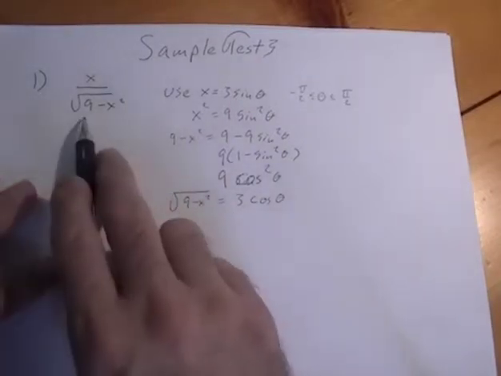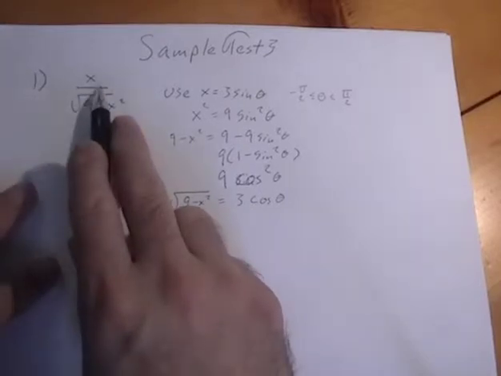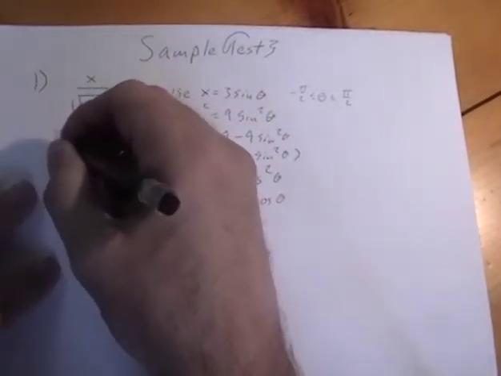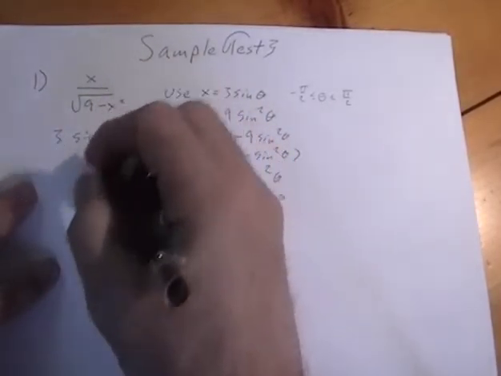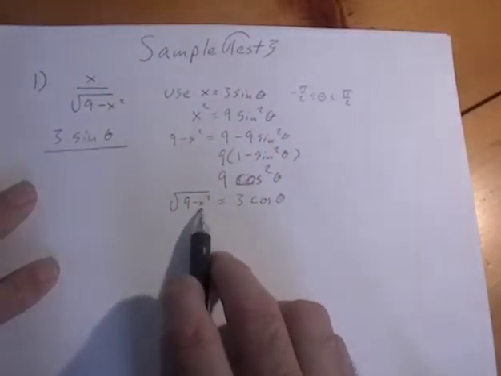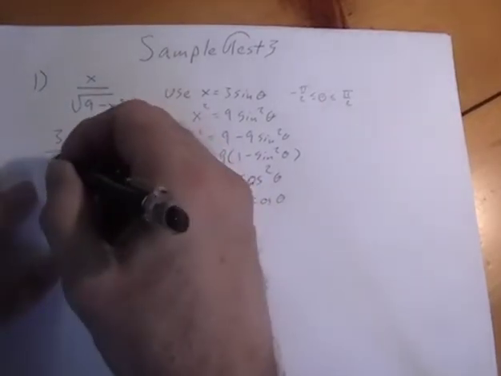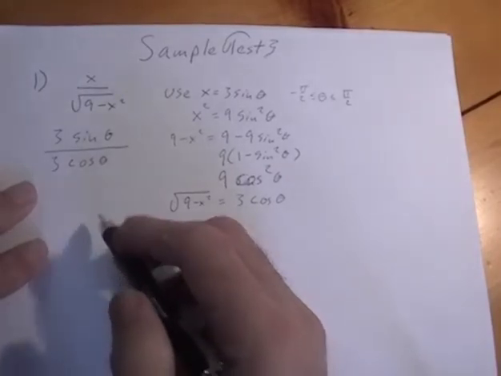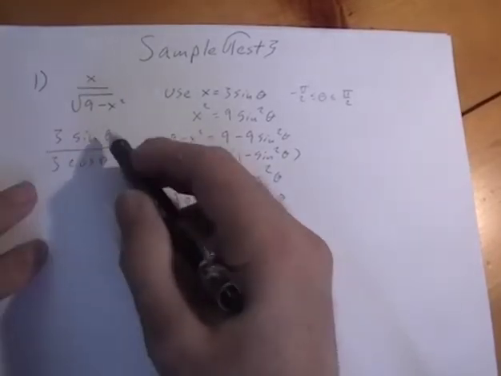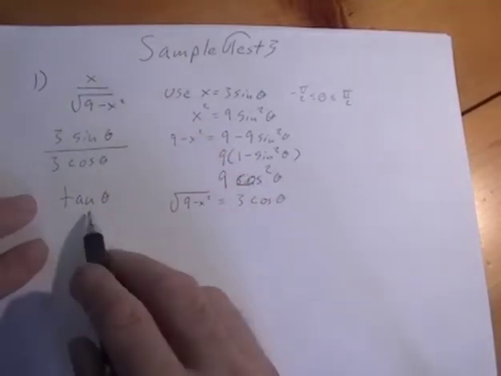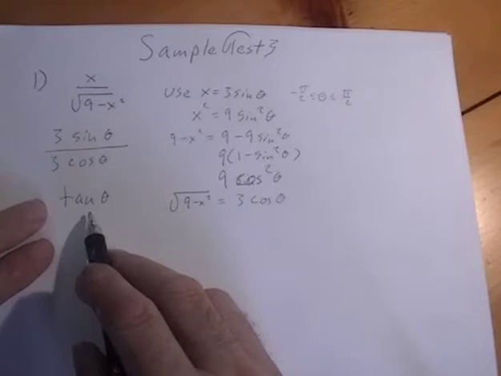Finally, I'm able to go back to my original. Notice that I have an x on the top. I'm going to replace x with 3 sine theta. I have the square root of 9 minus x squared on the bottom. I'm going to replace that with 3 times the cosine of theta. The 3's are going to cancel. Sine theta over cosine theta is tangent of theta. And I am done.